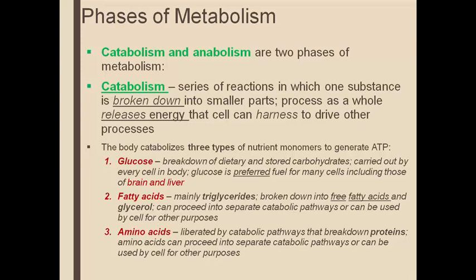There are 3 different nutrient monomers that are able to generate ATP. The major preferred body source of energy is going to be glucose. We know the body will prefer glucose because it can be used very quickly. We know it's stored as carbohydrates, or polysaccharides, starch and glycogen. It's carried out in every cell of the body.